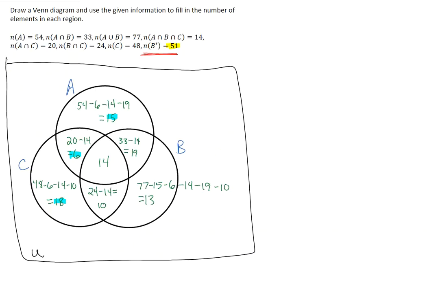In other words, to figure out how much is outside of A, B, and C, I need to take 51 minus 15 minus 6 minus 18. Doing the math on that gives me 12. So that gives all the regions there. I hope this breakdown helps. Let me know if you have any questions about it.